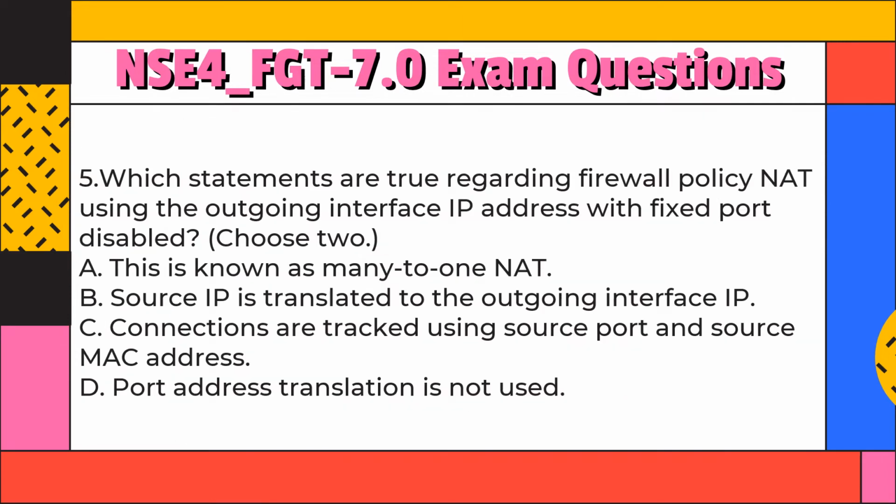5. Which statements are true regarding firewall policy NAT using the outgoing interface IP address with fixed port disabled? Choose 2. A. This is known as many-to-one NAT. B. Source IP is translated to the outgoing interface IP. C. Connections are tracked using source port and source MAC address. D. Port address translation is not used.